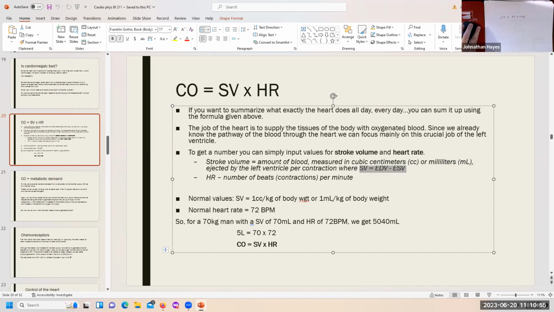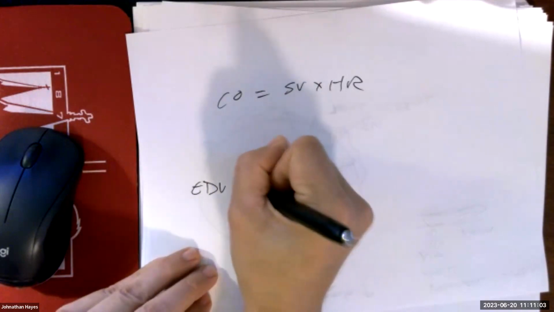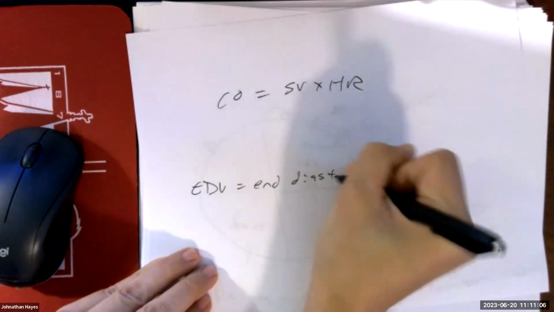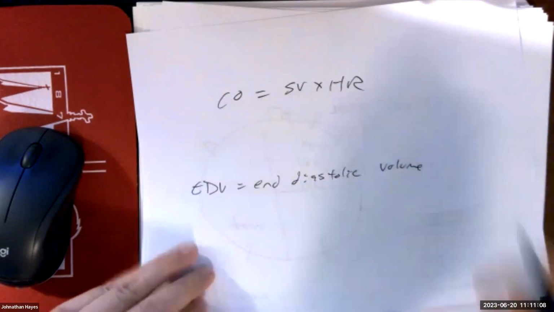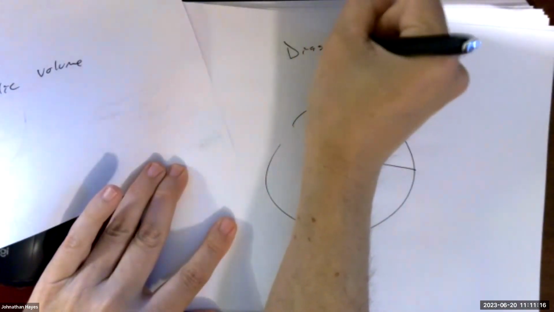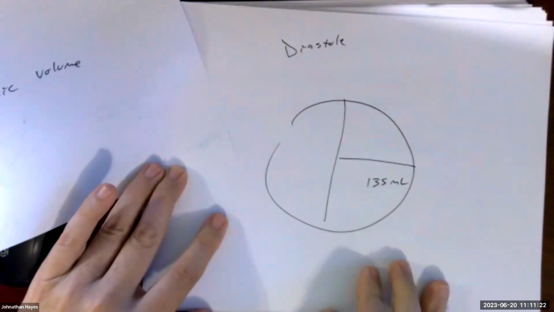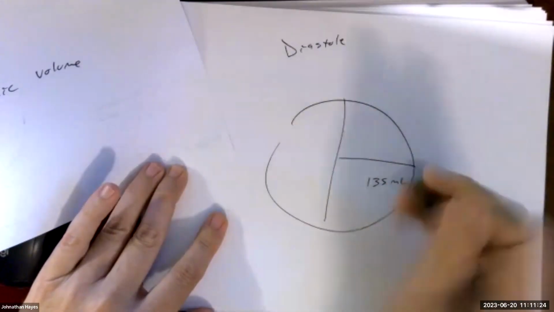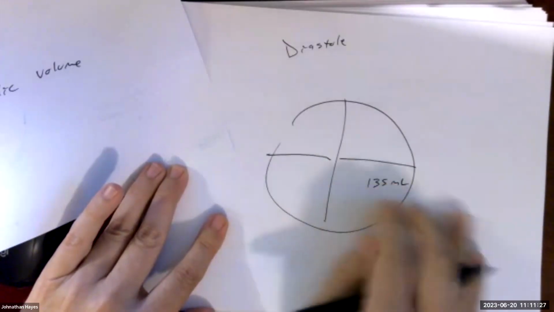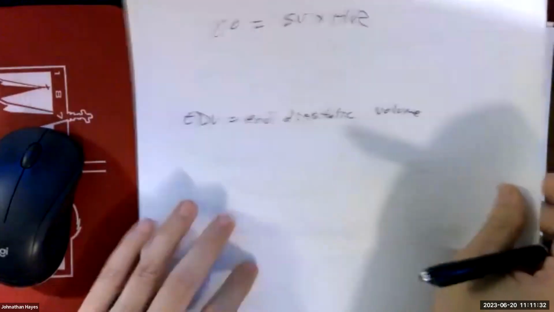So that's kind of what I was drawing for you a little bit, even though it didn't really look like that. End diastolic volume, I'll write it out. End diastolic volume is basically just how much fluid is in that, say, left ventricle at the end of diastole, right? During diastole, we're refilling the heart. So normally it's about 135 milliliters, okay? So at the end of diastole, once we've refilled your ventricles, how much is in there? About 135 milliliters, okay?